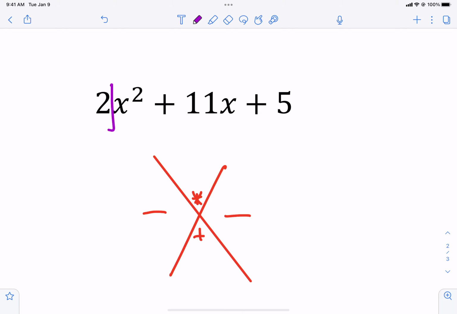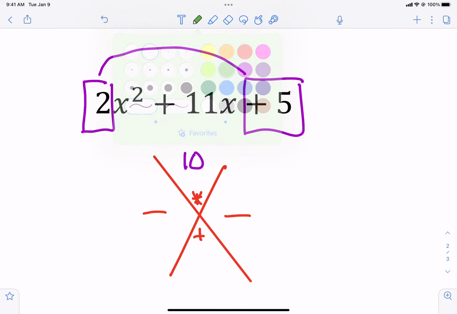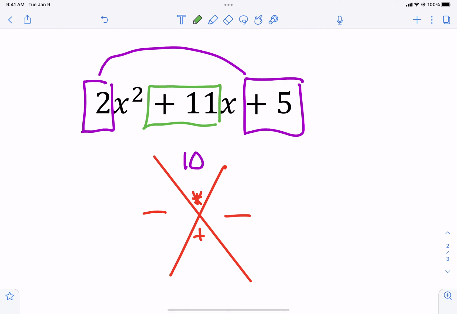So to get the top number, you're going to take the two outside numbers and you're going to multiply them together. So 2 times 5 is going to give us a positive 10. Whatever the middle number is here, the one that has just an x with it, that's going to become the number on the bottom. So I need to think of two numbers.